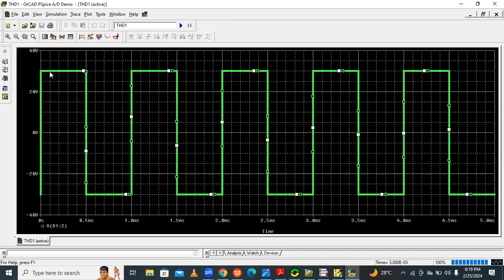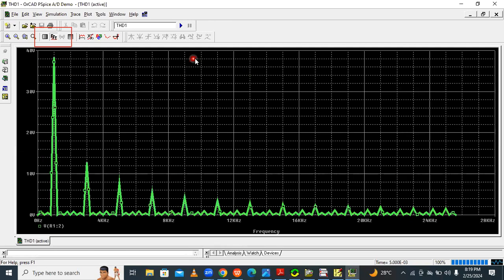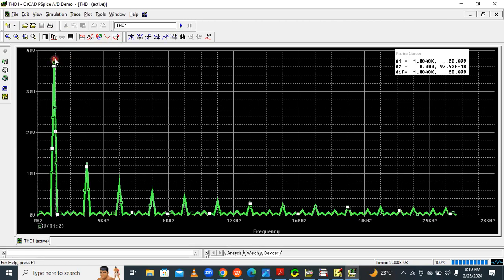The rectangular pulse will be generated. After this rectangular pulse, here this icon is called Fourier. Press this Fourier icon, and the harmonic spectrum will be displayed in this way. Mark labels by pressing this toggle cursor, mark labels here with respect to the points, and then take a printout and place it in the record.